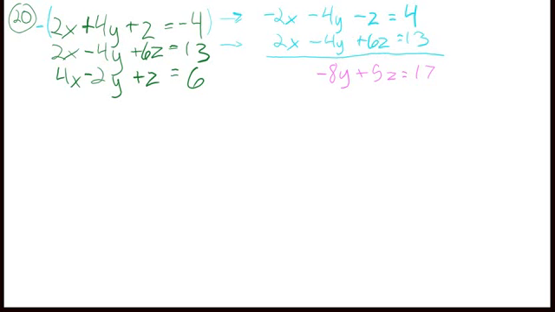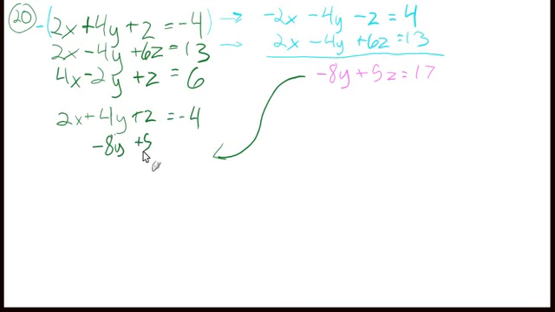So let's rewrite our system, our new one. 2x plus 4y, that's still going to be our first equation, plus z equals negative 4. This is going to come in, and it's going to be our second equation. 2x minus 4y, I'm rewriting the same one we already had. Right, this here. No x's, negative 8y, plus 5z equals 17. And the third one is unchanged.